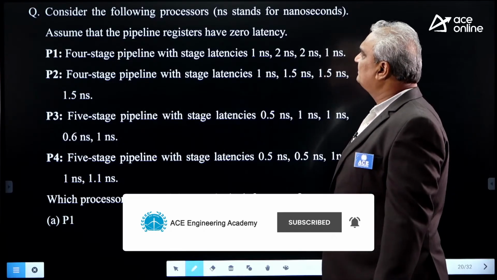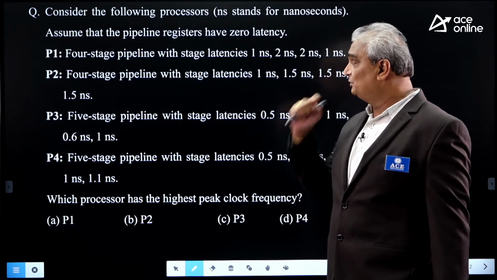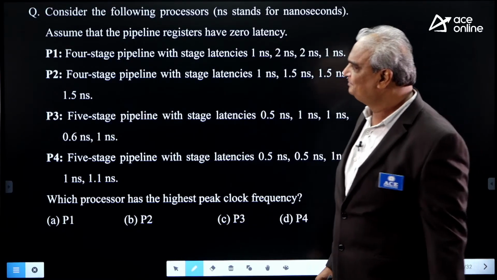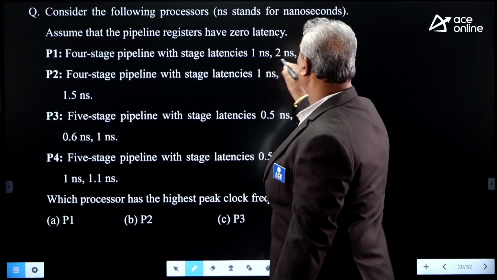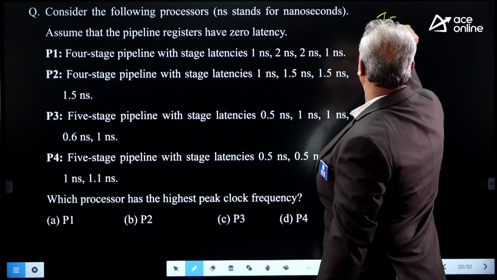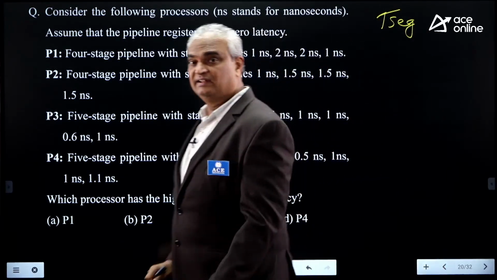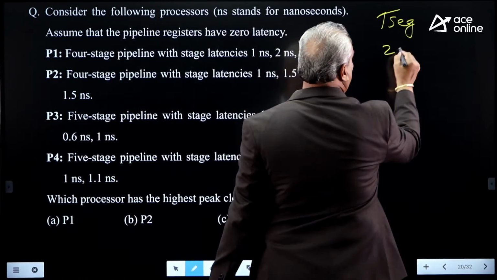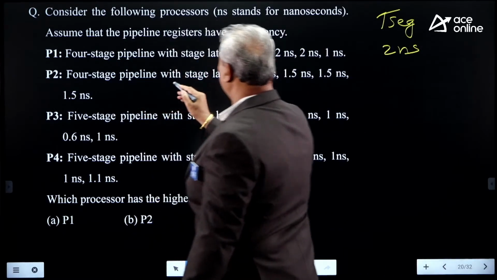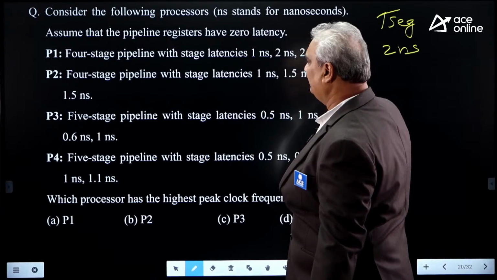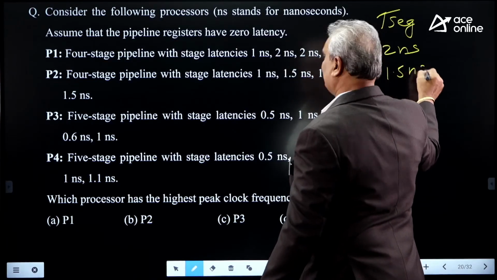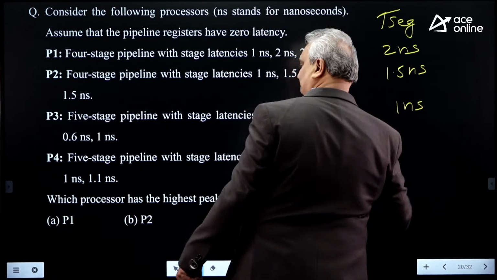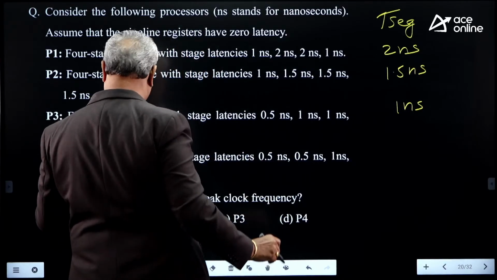Consider the following process. NS stands for nanoseconds. Assume that the pipeline registers have 0 latency. Don't consider the latch delay. 4-stage pipeline with stage latencies 1, 2, 2, 1: what is the T segment here? The longest one in the given delays, which is 2 nanoseconds. Next, 4-stage pipeline with stage latencies; highest is 1.5. Next, third one, 5-stage pipeline; highest is only 1 nanosecond. Next, fourth one; highest is 1.1 nanoseconds.